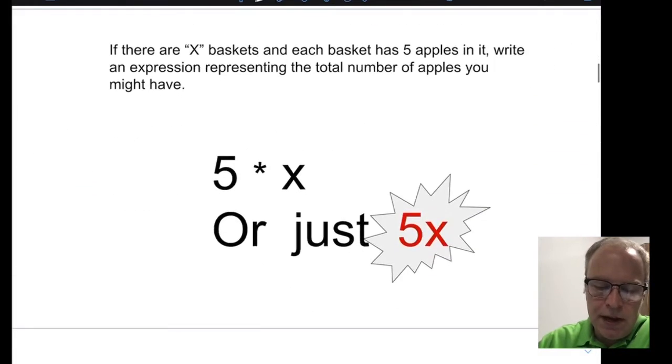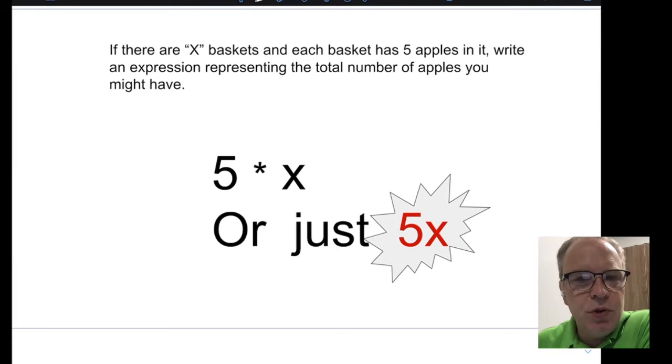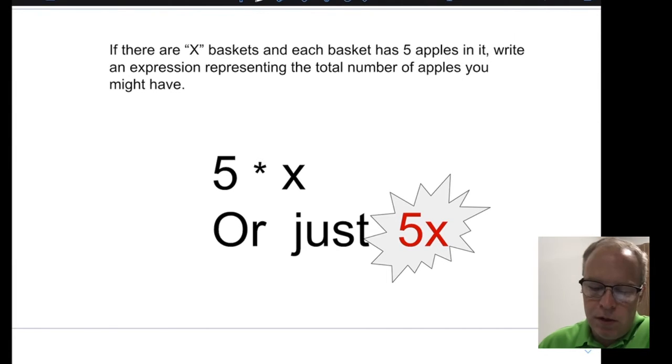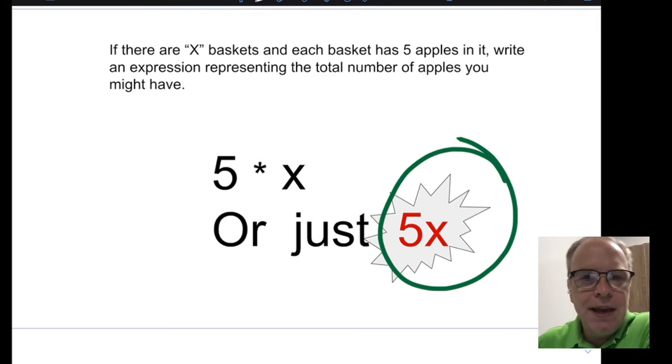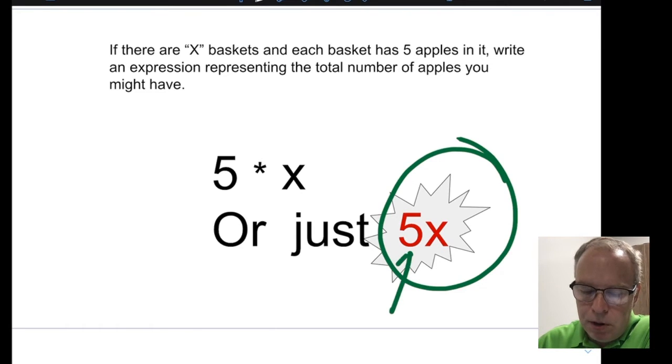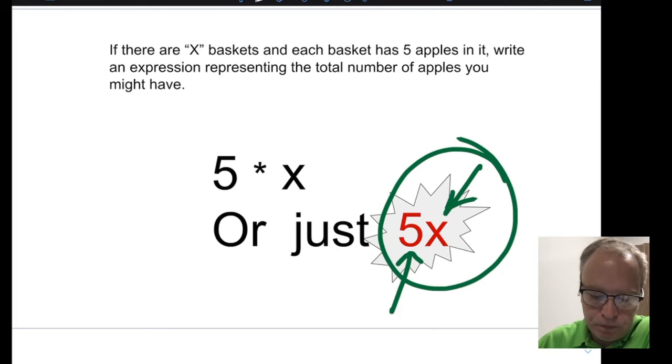So on the next slide here, I ask, okay, if that's true, then what is the expression? Well, of course, you saw it written earlier. It's going to be 5x. Now, we don't usually write x5. That's a car. That's a nice BMW. We write 5x. You always put the number before the variable.